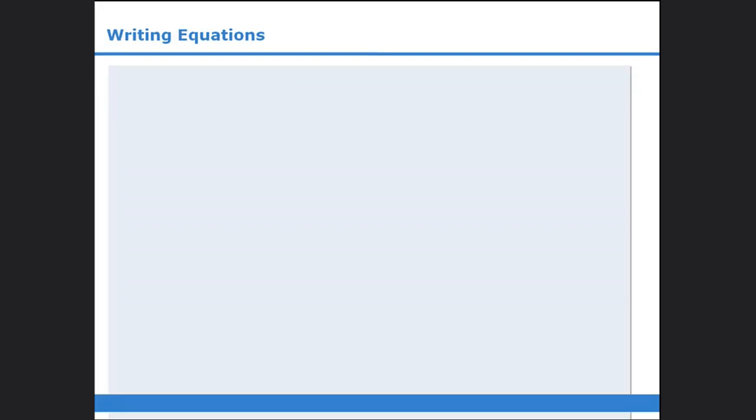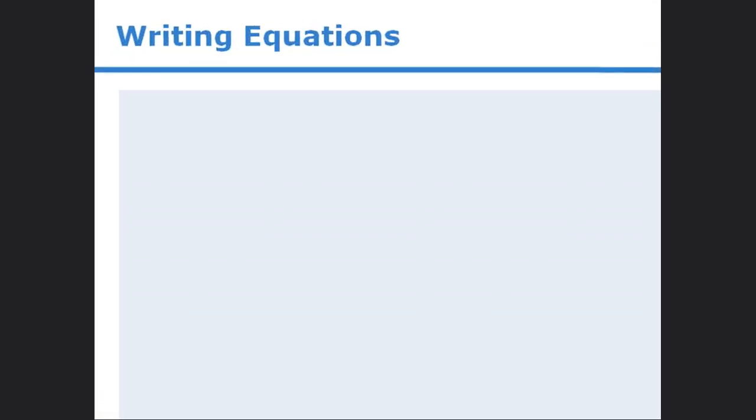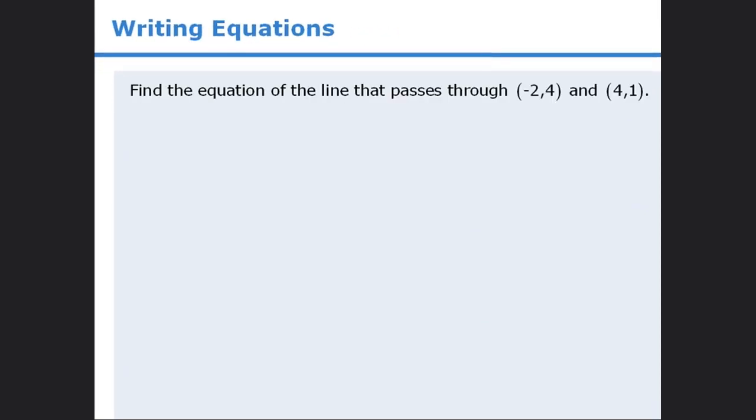In this lesson, we will learn how to find the equation of a line if we are given 2 points on the line. We'll do this by example. We will find the equation of the line that passes through the points (negative 2, 4) and (4, 1).